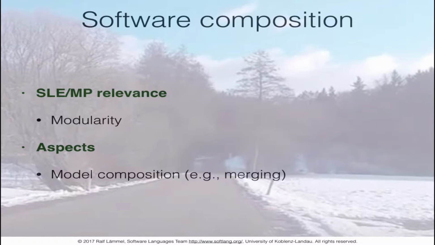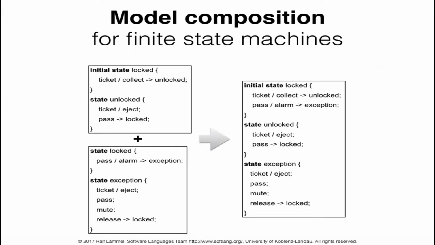Another topic I want to cover, software composition. It's relevant in the context of modularity for software languages. So I'm going to demonstrate it by means of model composition, that is merging models. More specifically, we are going to merge models for finite state machines. So this is illustrated here. We have a simple baseline FSM about the transitions between locked and unlocked state, and here we have some extra part of the finite state machine that is dealing with exceptional behavior, and we just want to have a composition operator, merge or plus, that gives us the combined FSM.